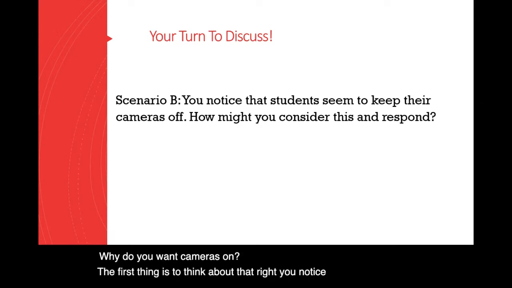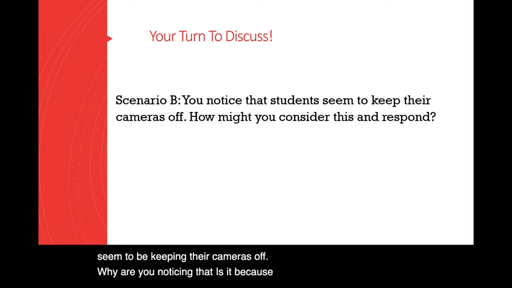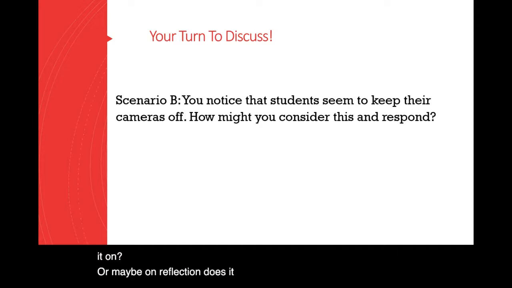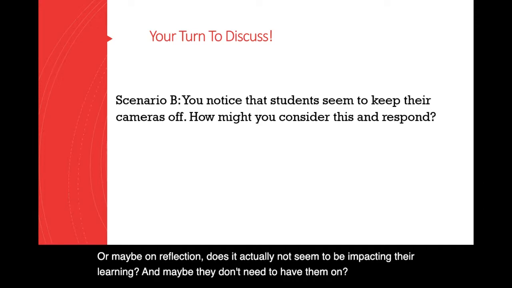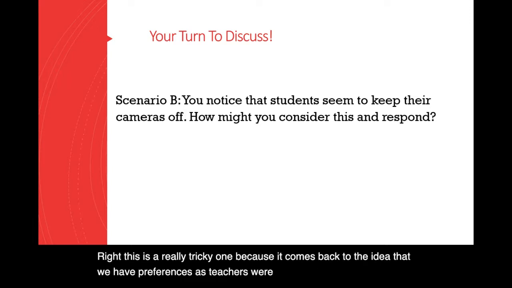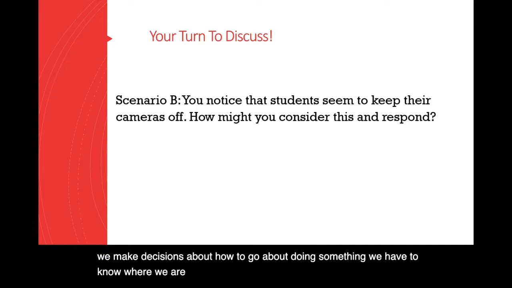You notice that students seem to be keeping their cameras off. Why are you noticing that? Is it because it's bothering you? Is there some educational reason that it's better for them to have it on? Or maybe on reflection, does it actually not seem to be impacting their learning? And maybe they don't need to have them on, right? This is a really tricky one because it comes back to the idea that we have preferences as teachers. We're not neutral actors. And before we make decisions about how to go about doing something, we have to know where we are coming from so that that can be part of the discussion as well, right?